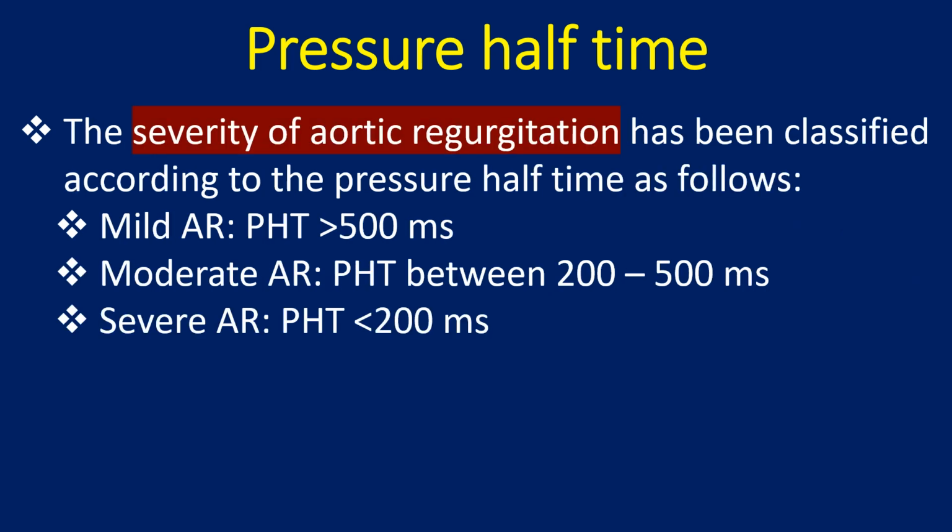The severity of aortic regurgitation has been classified according to the pressure half time as follows. Mild AR, PHT more than 500 milliseconds. Moderate AR, PHT between 200 to 500 milliseconds. Severe AR, PHT less than 200 milliseconds.